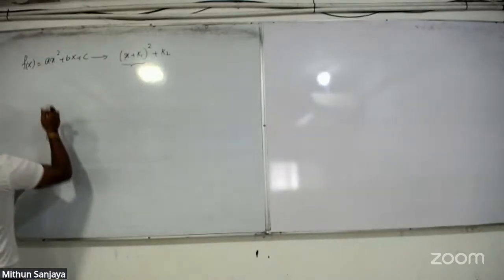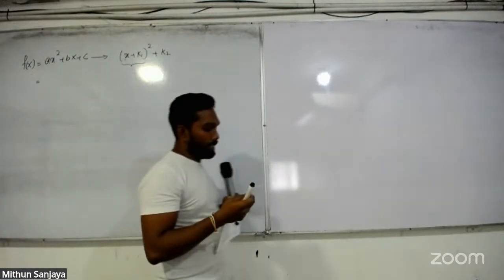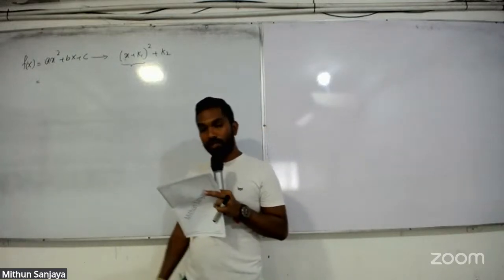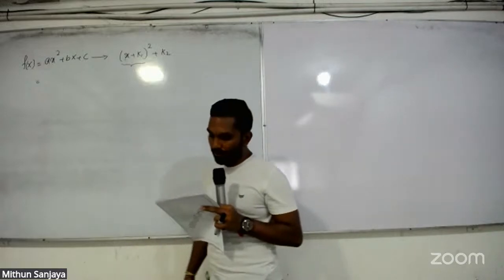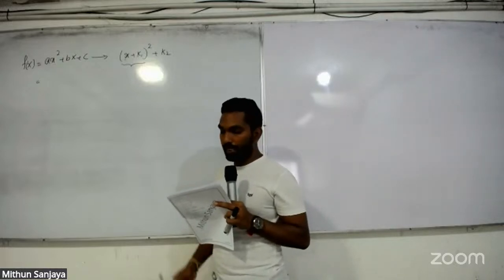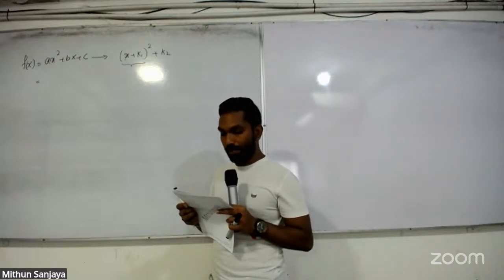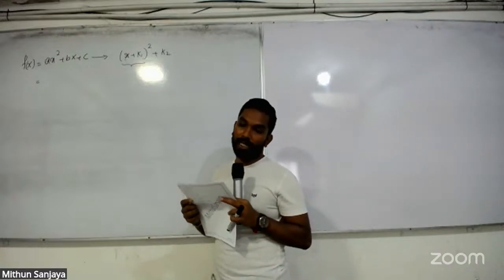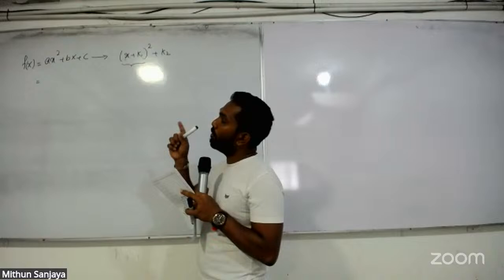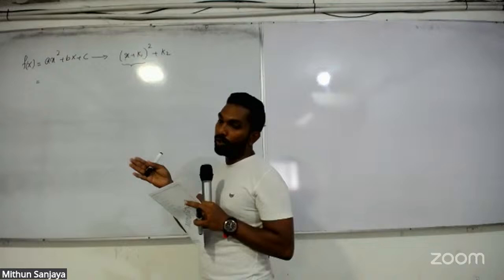Now we need to follow some steps. Let us follow the steps given below. First, make the coefficient of x² equal to 1 in the quadratic function. Take out the coefficient of x² and divide all the terms by it. So what's the first step? We need to make it one x², so we need to remove a.